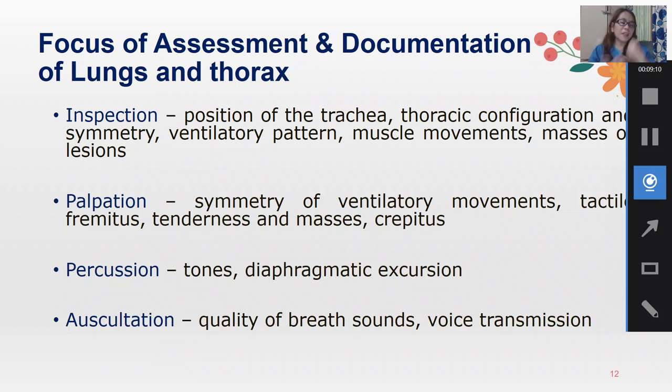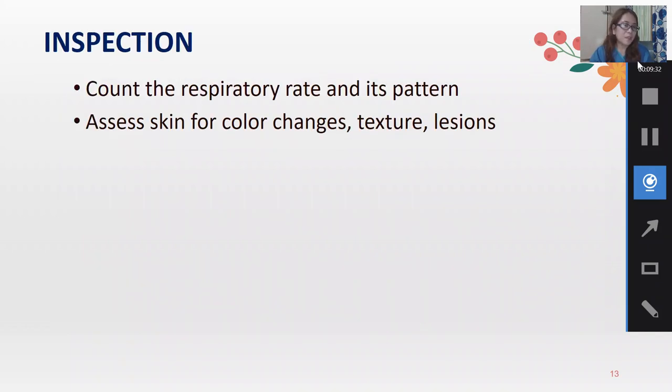Okay. Percussion, you have to listen for the tones. And ginagamit din tong percussion in percussing diaphragmatic excursion. So makikita nyo yan doon sa inyong checklist. And auscultation, so this is used to check the quality of breath sounds and the voice transmission. Okay, and inspection, especially for the thorax, of course, inspection, ginagamit mo yung sense of sight mo or sense of touch.